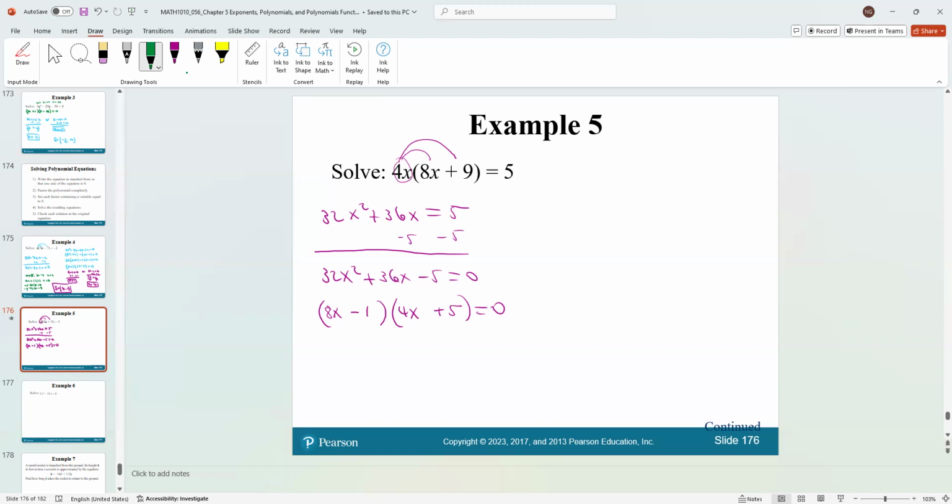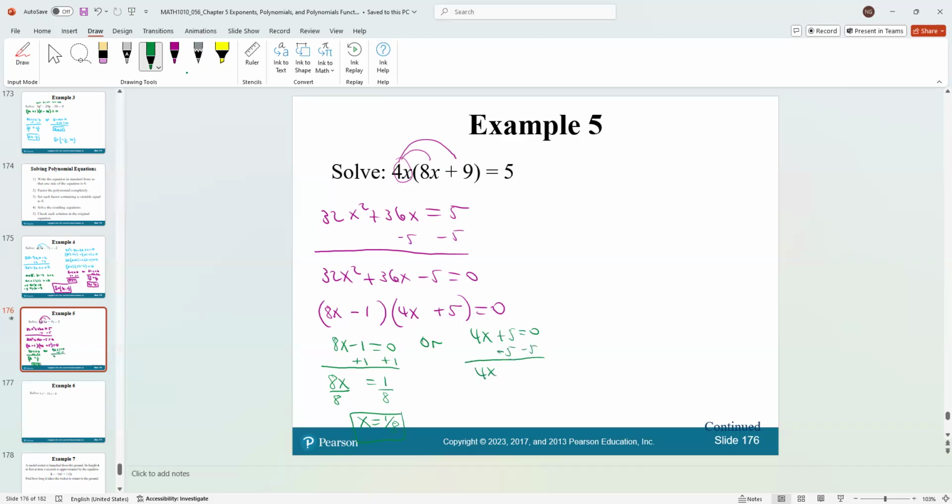You set each factor equal to 0. 8x minus 1 equal to 0, then you solve. You isolate the x term by subtracting 1 from both sides, then you have 8x equal 1. Because you solve for x, there should be no coefficient on x other than 1. So we divide each side by 8, x would be 1/8. That's the first answer.